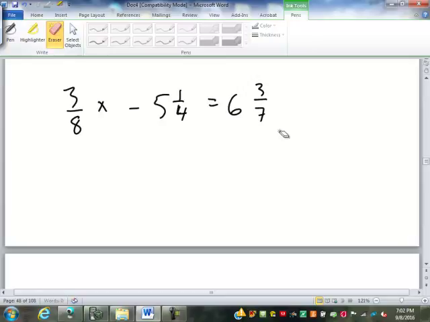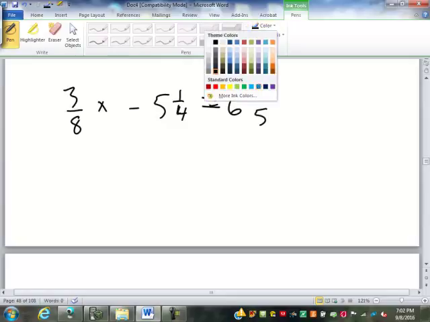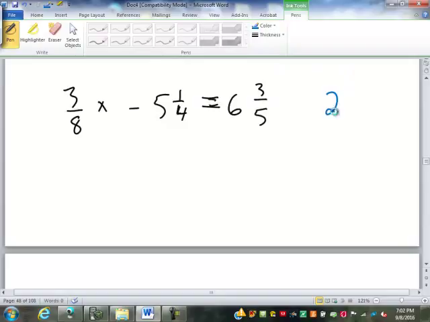Actually, I can't do that to you. I'll be nice. I'll make this 6 3/5 instead of 3/7. This looks ugly because we see the fractions and we kind of freeze up a little bit. But it's no different than any other equation. This is actually the same as having like 2x minus 7 equals 11.